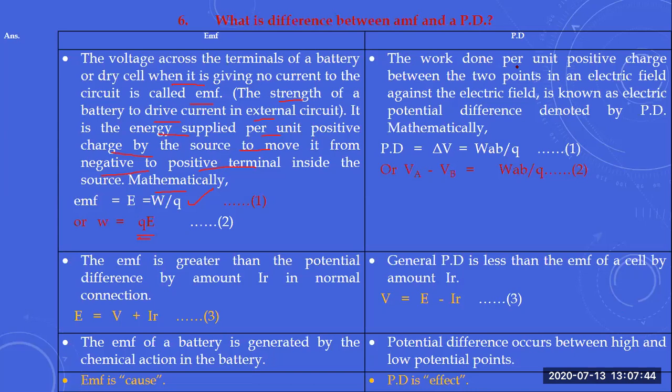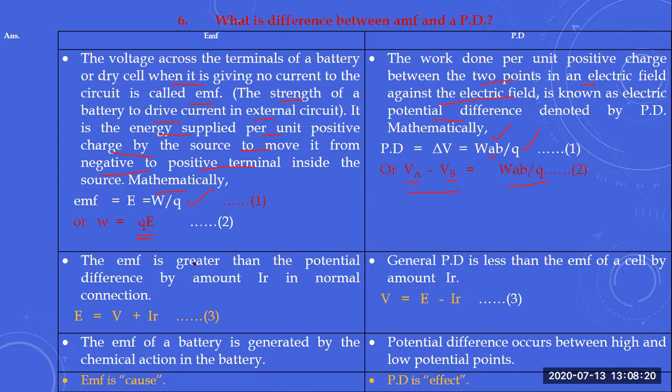The work done by a unit positive charge between 2 points in an electric field, against the electric field, is known as electric potential. Electric potential is equal to W, the work done when you move a charged particle from A to B. At position A its potential was V_A, at B it was V_B, and the difference of potential equals the amount of work done. This is basically the energy consumed per unit charge when it is moved inside the electric field. So this is point number 1.